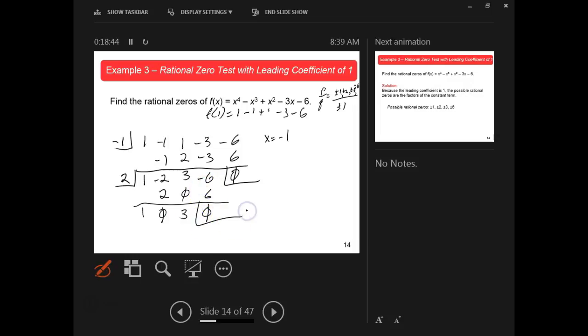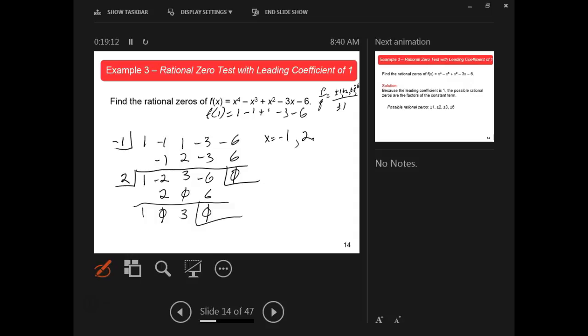Ding, ding, ding. We've got another one. Okay? X equals 2 is also a 0. Okay, we found 2 zeros now. What might you try next? No more synthetic division. Why? You're down to 3 terms. What does this 3 terms represent?